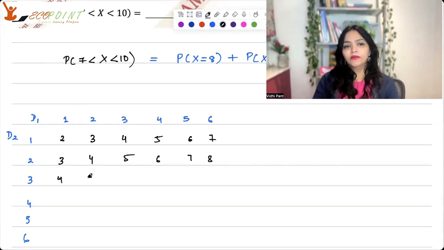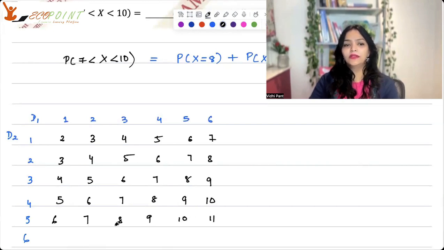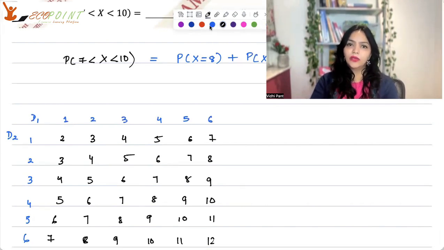Here 4, 5, 6, 7, 8, 9. Then 5, 6, 7, 8, 9, 10. The next row is 6, 7, 8, 9, 10, 11. The last row starts from 7: 7, 8, 9, 10, 11, 12. Of course, the sum starts with 2 and can at the max go up to 12.